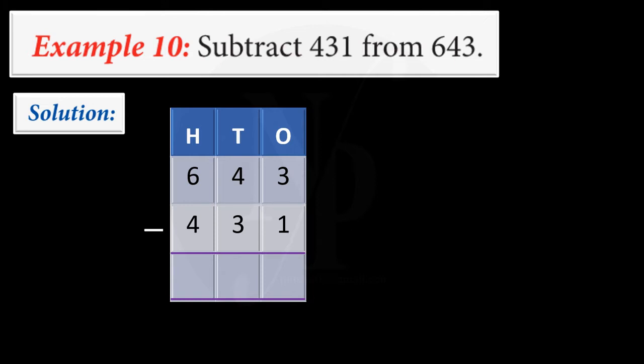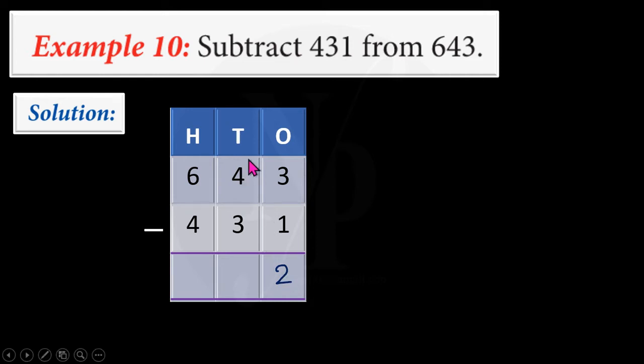So to begin with, we have to subtract the digits at ones place. We start from the right end. Here we have to subtract 1 from 3. So when you subtract 1 from 3 ones, you get 2 ones. So we write 2 in ones place. We write 2 here.